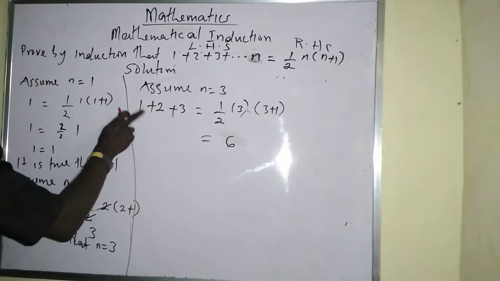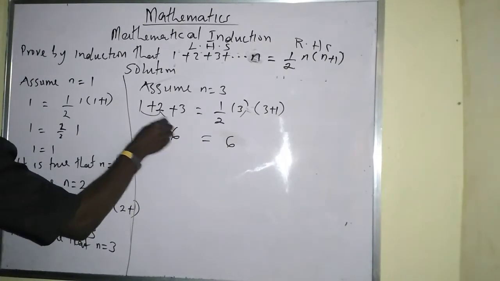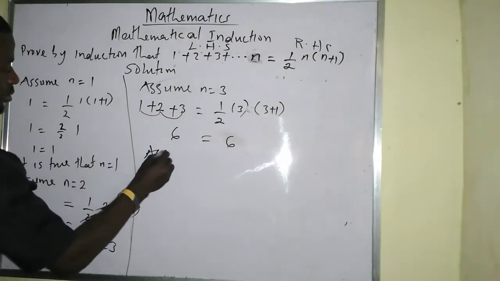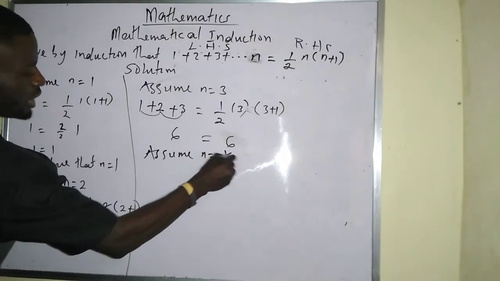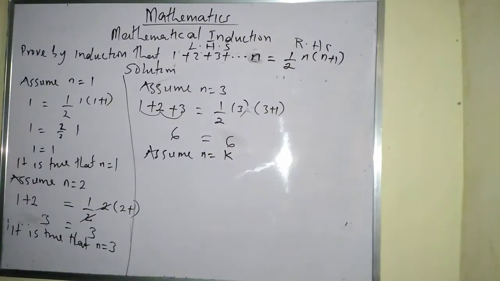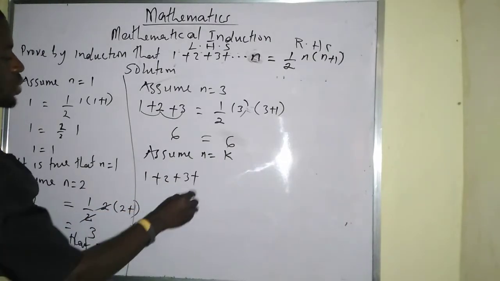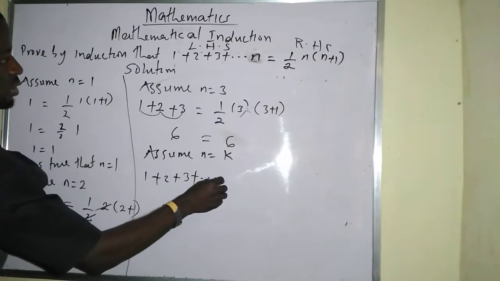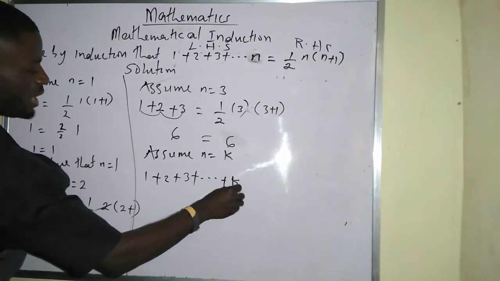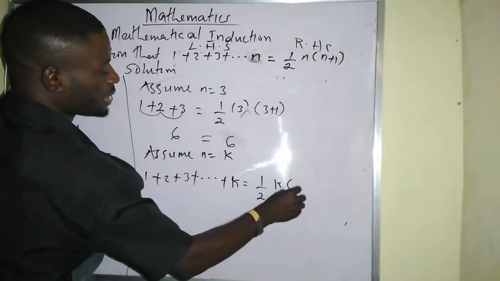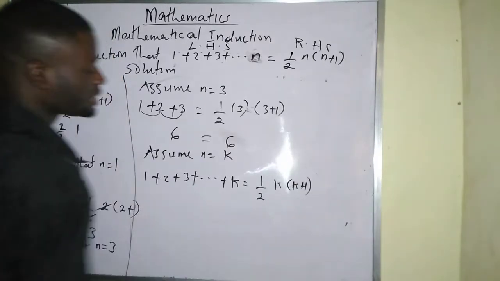Now, can you see that this one will be 6? This plus this is going to be 6. It is also true. Since all these statements are correct, I will now assume n equals k. At this point, my n is equal to k. It means 1 plus 2 plus 3 plus dot dot dot plus k will be equal to 1 over 2 times k times (k plus 1). That is just it.